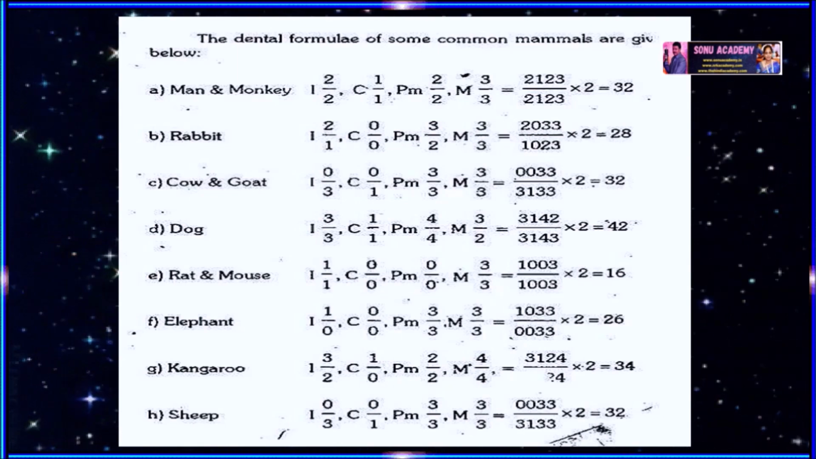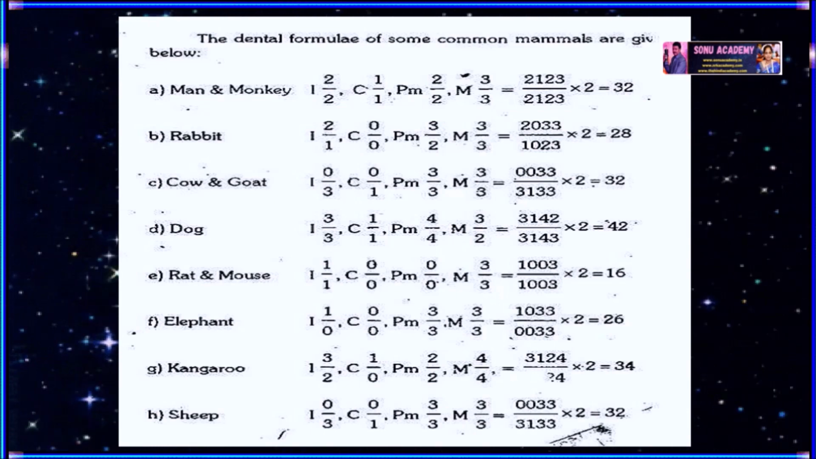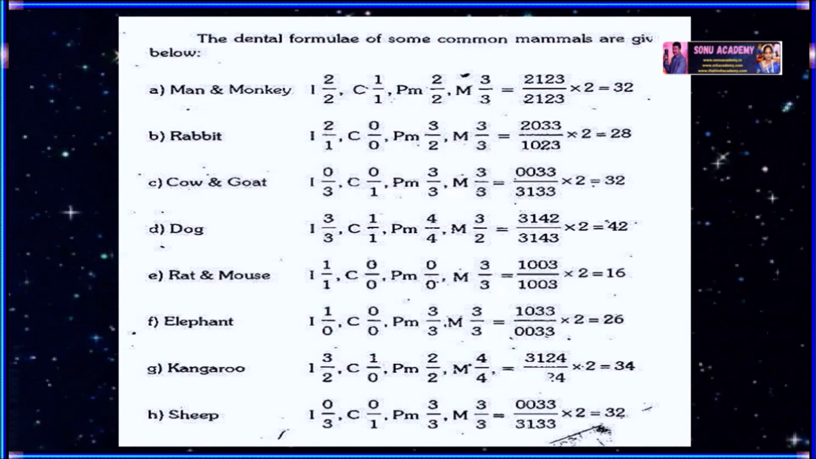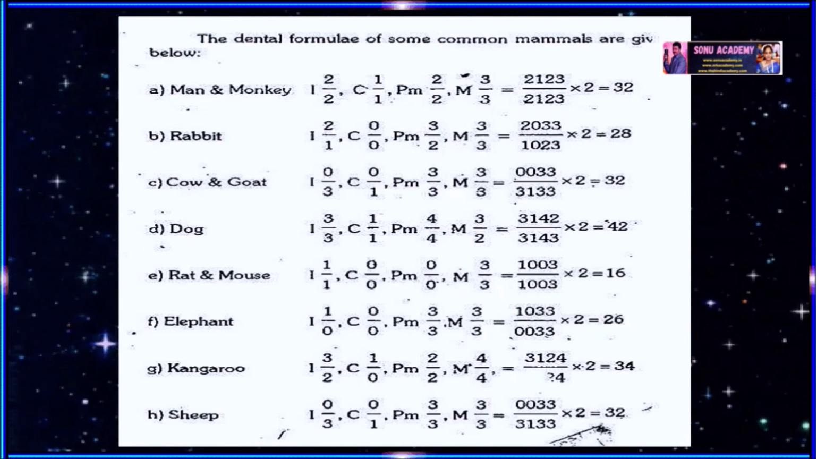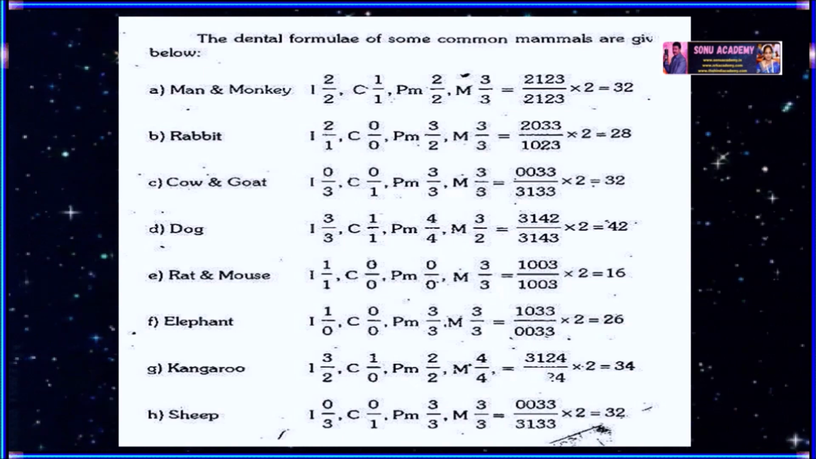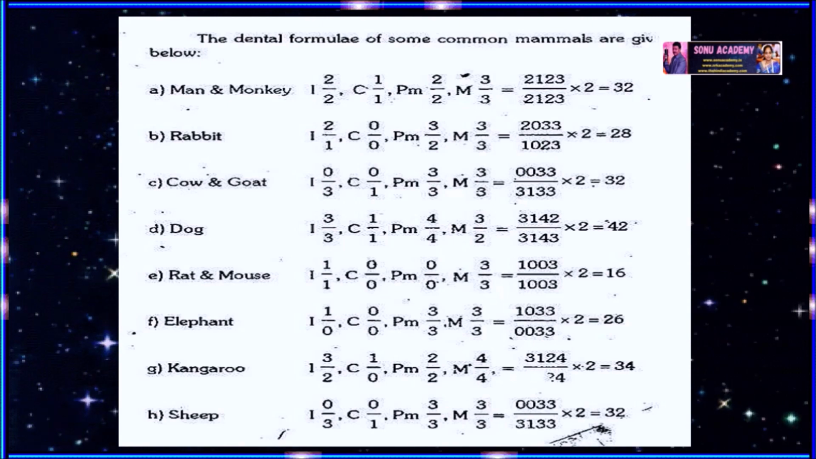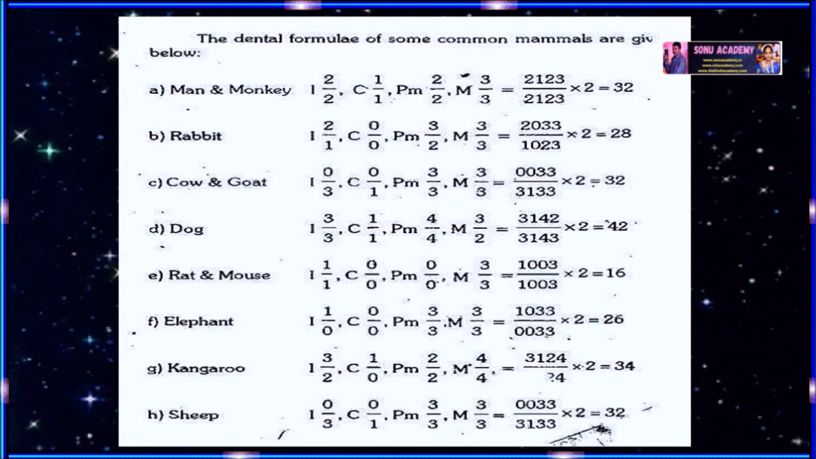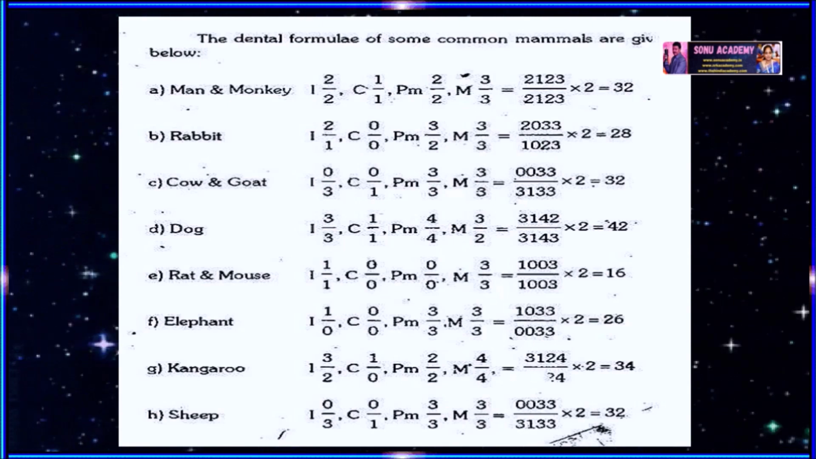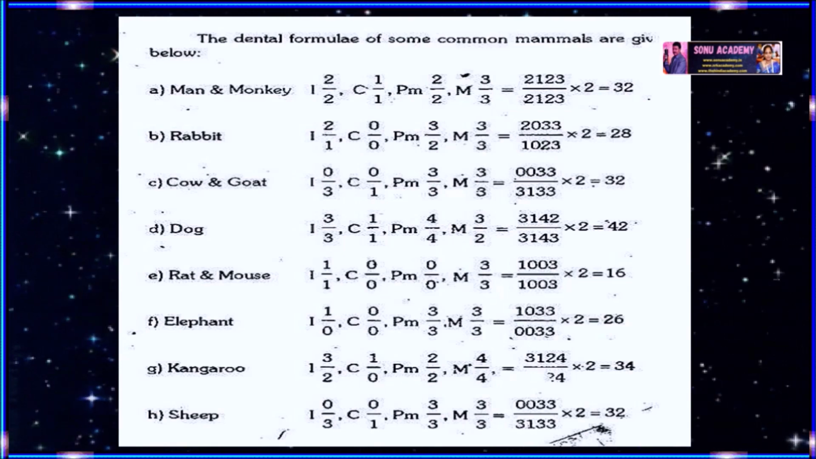Now let us see the dental formula in elephants. Elephants have incisors 1 by 0, canines 0 by 0, premolars 3 by 3 and molars 3 by 3. So the dental formula of elephant is 1033 by 0033 into 2, meaning 2 sets, with a total number of 26.